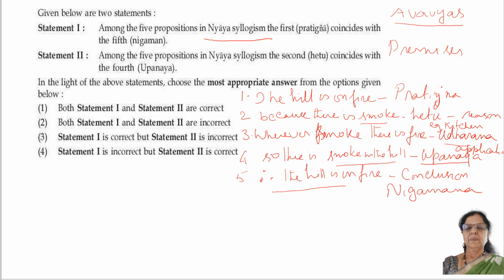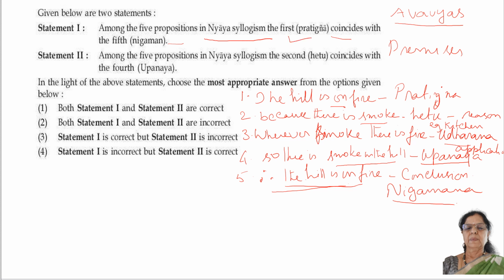And here, what does the statement say? Among the five prepositions, the first coincides with the fifth one, nigamana. See the first one, the hill is on fire. And the fifth one is, so therefore the hill is on fire. Both are same, they coincide. The pratigna coincides with the nigamana, the conclusion. The first and the fifth coincide. Yes, this is a correct statement.